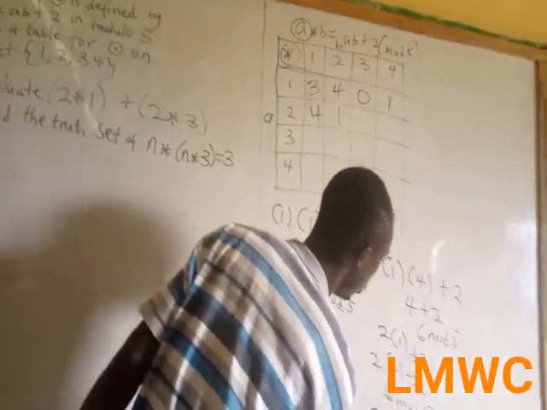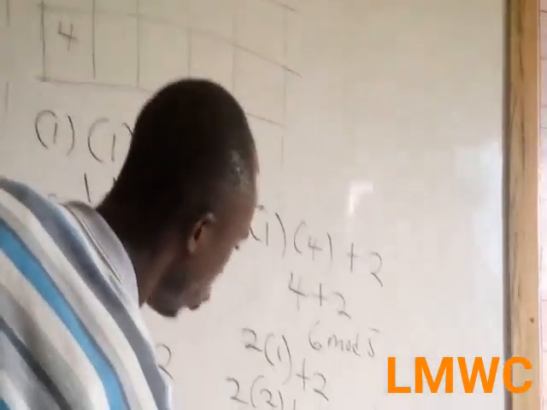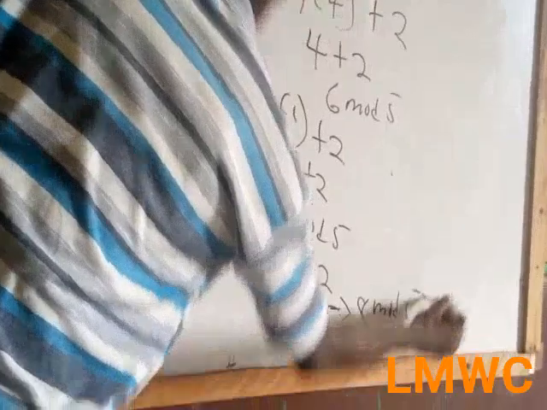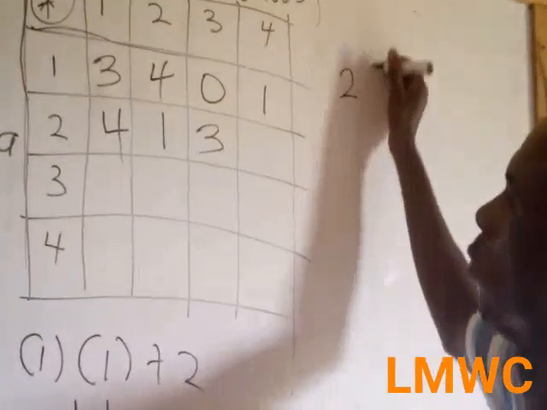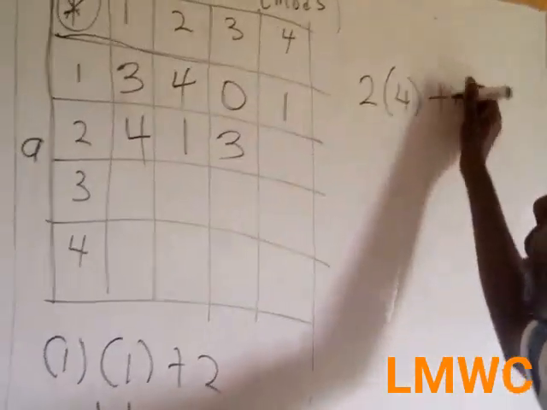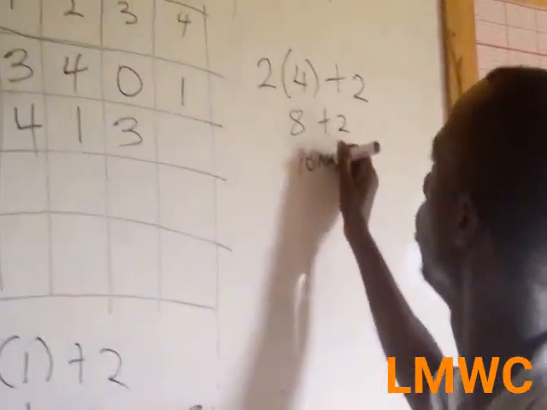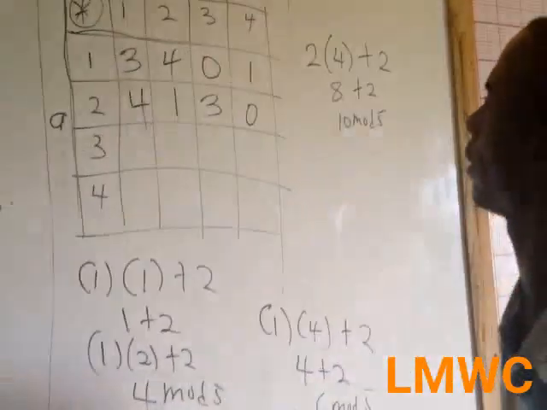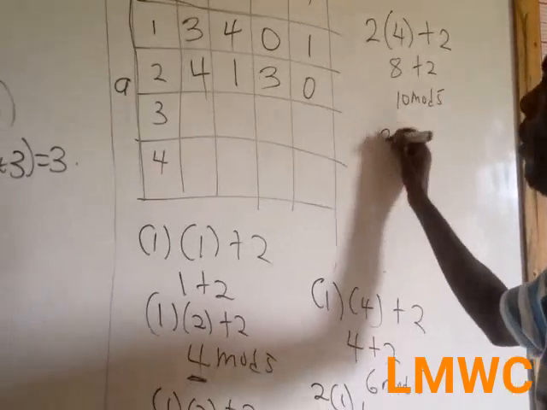We have 2, 3 plus 2. 2 times 3 is 6 plus 2. We have 8. So 8 mod 5 is 3, because 5 goes into 8 once, remainder 3. So we have 2, 4 plus 2. 2 times 4 is 8 plus 2. We have 10. So 10 mod 5, we have 0.